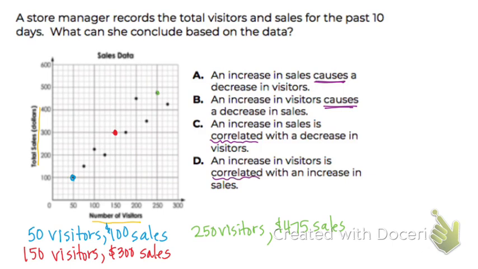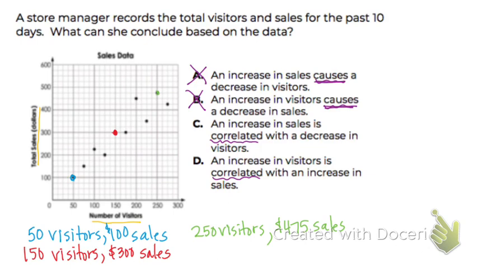So notice two of them say cause and two of them say correlated. I'm going to tell you right now that A and B are not the answer. With scatter plots, you can't say from the data that this causes this. It's too definitive. You can say that this is correlated with this. It's saying that there is a relationship between visitors and sales, but we're not going to say definitively that this causes this. So look out for the words cause and correlate in a question. They want to make sure you know the difference.